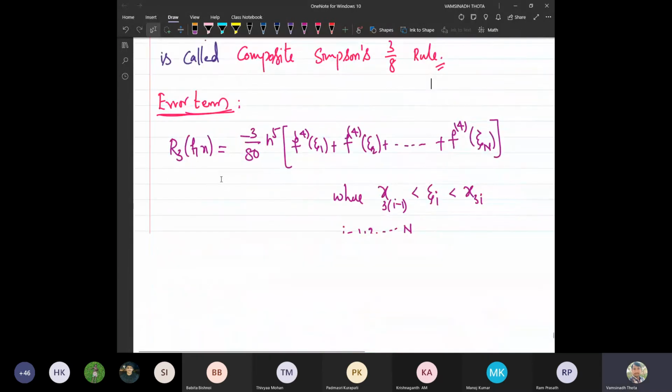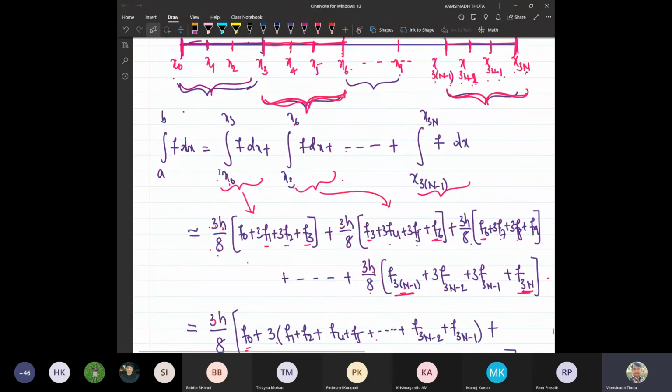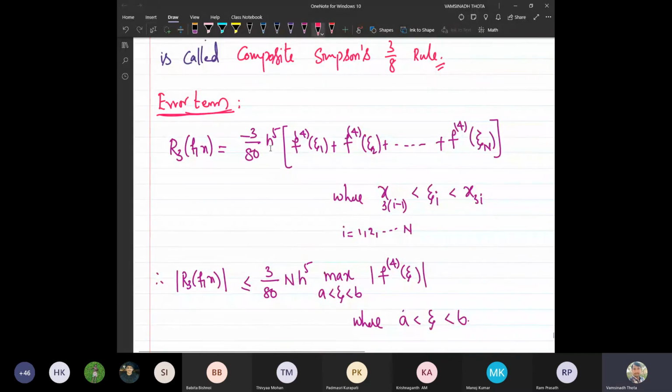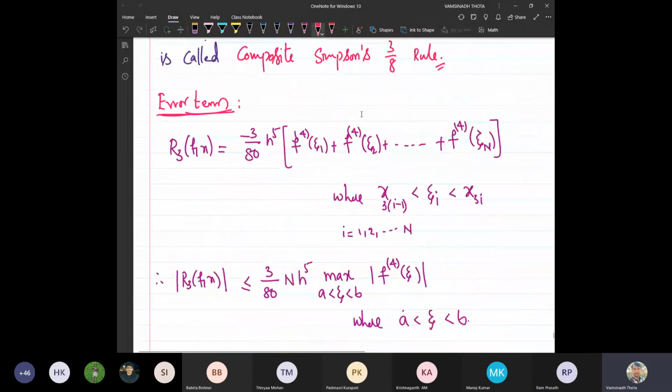Now in this case, what will be the error term? The error term remains the same thing. In the first case, what will be the error term? The same thing here: minus 3 upon 80 times h to the power 5 times the fourth order derivative of f at xi1. But what about xi1? Xi1 lies between the initial point and the end point, that is x0 to x3. And from here to here, we will get xi2, and from here to here, we will get xi3, and so on up to xi_n. This is the expression.